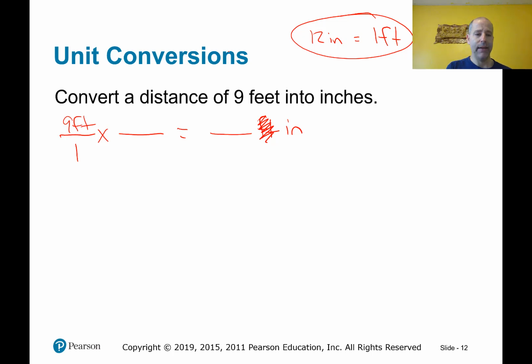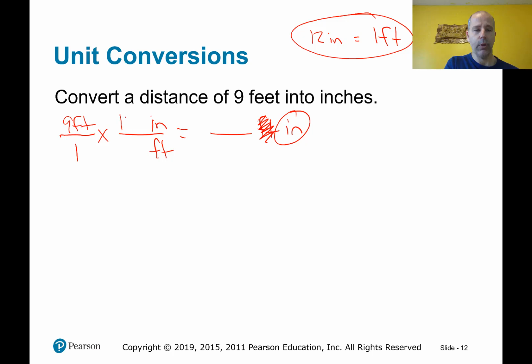So remember what I said. Whatever we start with, feet is on top. We want to have feet on the bottom to cancel because we need inches on top, because that's what our final answer needs to be. So whatever our final units need to be, that needs to end up on top of the fraction on the last factor. Okay, since this is the last factor here.